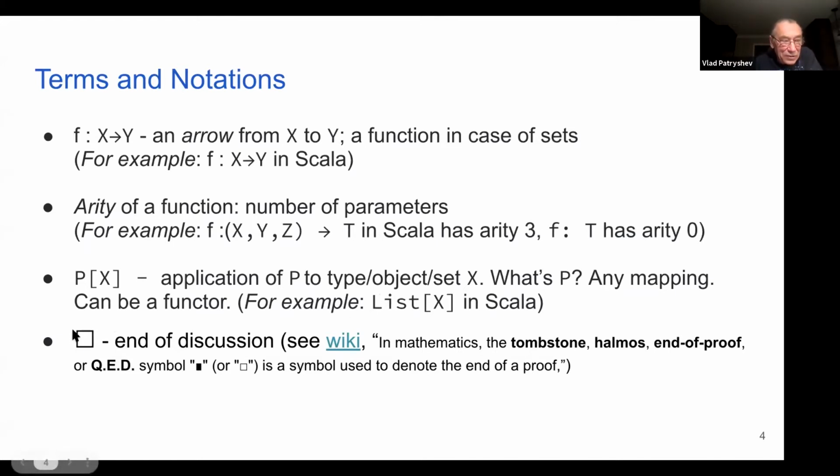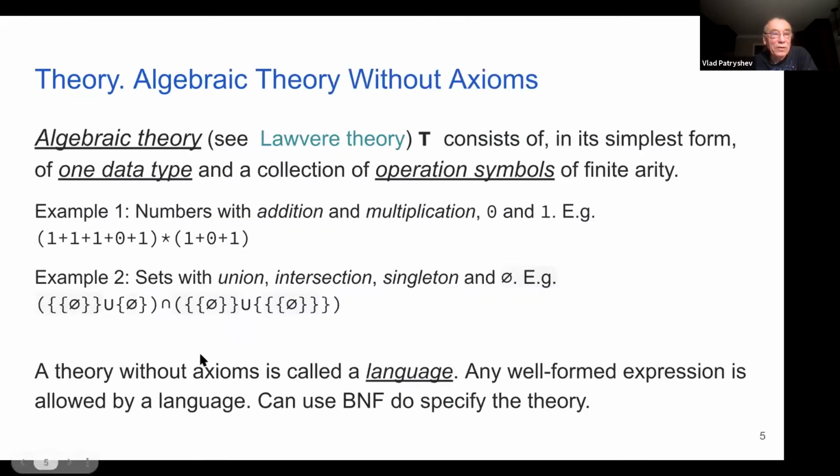And this notation is pronounced in Latin as quod erat demonstrandum, and it's also called the tombstone or Halmos, end of proof. That's where proofs end in math theorems. Okay, done with notation.